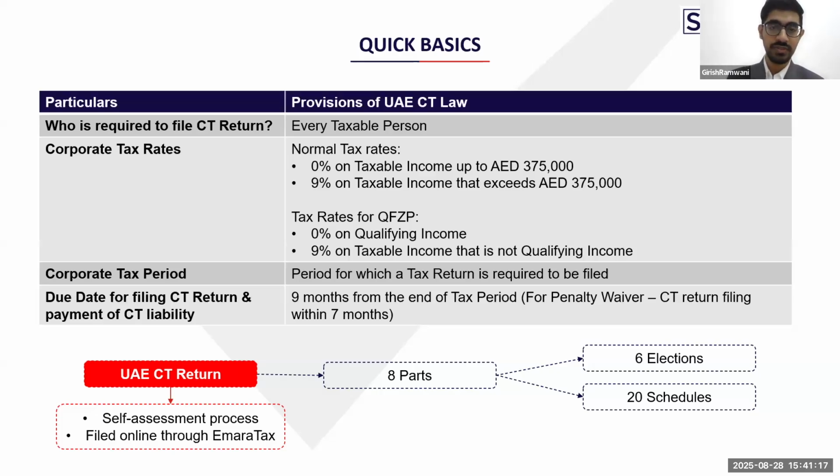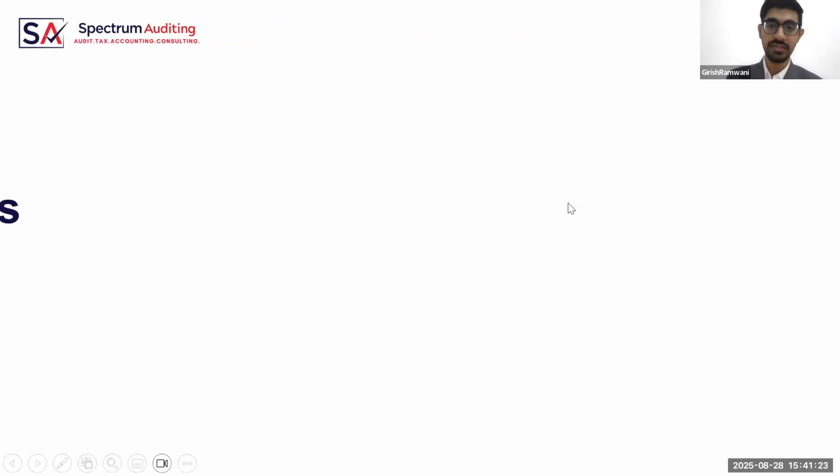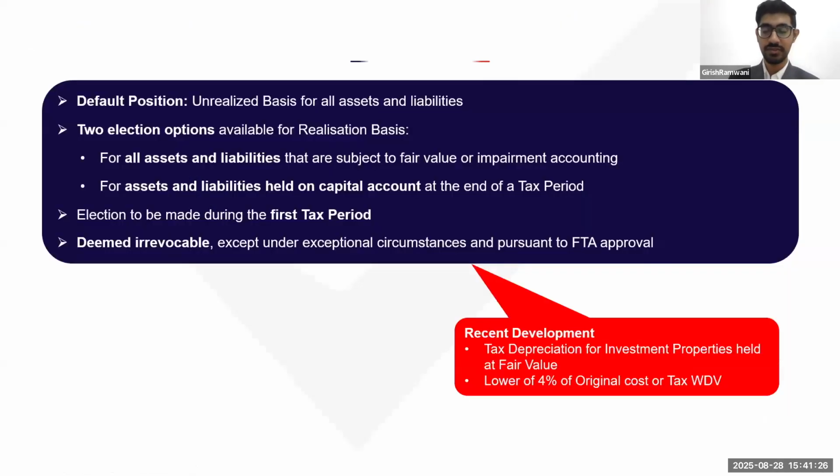To start with, the first election option which has been provided is the realization basis. A brief was given in the previous session. As per the books of accounts, you may be following the accrual basis of accounting. IFRS generally prescribes you to follow an accrual basis of accounting. That is, in the books of accounts, you are going to recognize the gains and losses on an unrealized basis as well. If you foresee any loss, you can provide for that. That provision is also recognized in your profit and loss, and an expense is debited in your P&L.